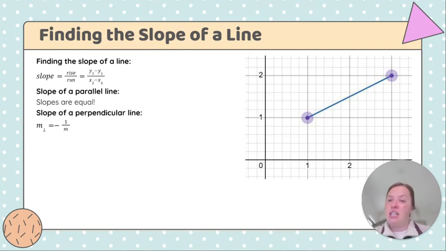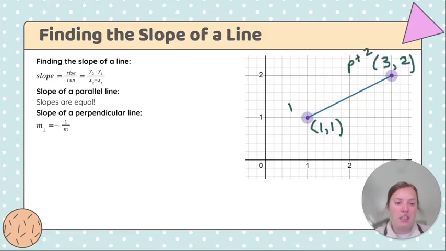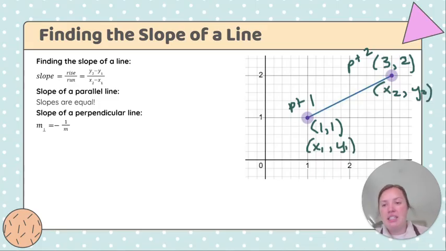We do that by taking 2 points, identifying the first point and the second point, and then subtracting them from each other. So in this case, we have the point (1, 1) and the point (3, 2). If I were to find the slope of this, I'm going to make this one point 2, and this one point 1. That means we have x2, y2, and x1, y1 here, and we plug it into this equation.